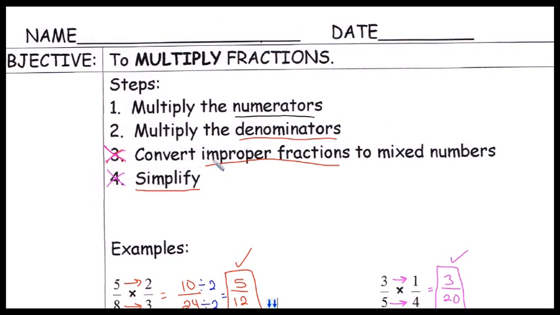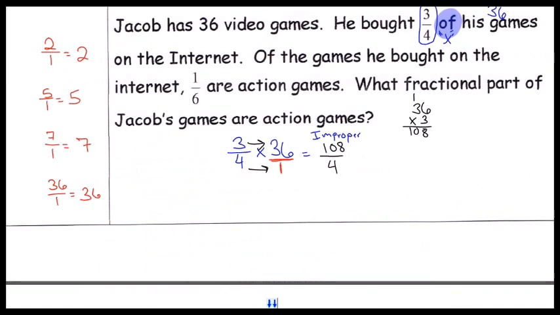Step number 3 was to convert improper fractions to mixed numbers, and we do that by dividing. So write yourself a note on step number 3 that says you change the improper fractions to mixed numbers by doing a division. Okay? So if we go back to where we were, I'm going to divide the same way I used to divide when I was changing a fraction to a decimal. I'm going to do a top in, bottom out.